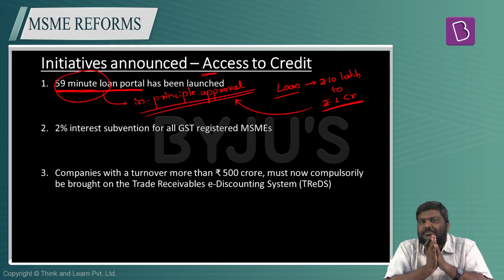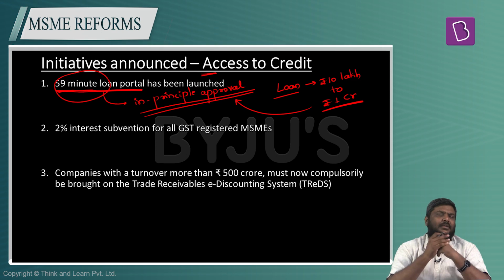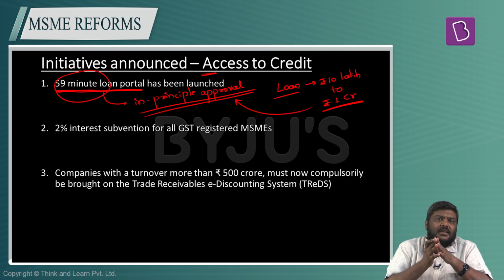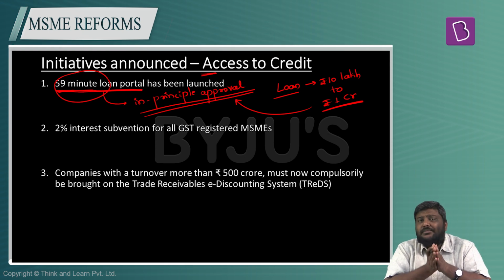So the government says to curb the issue of credit availability in the market for the MSME sector, the 59-minute loan portal will be available. And those assessees or the MSME sectors which are on the GST network and have got IT returns can easily apply for the loans, and the in-principle approval will be given within 59 minutes.